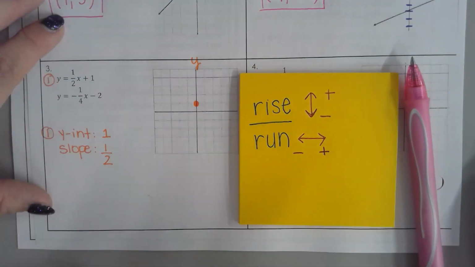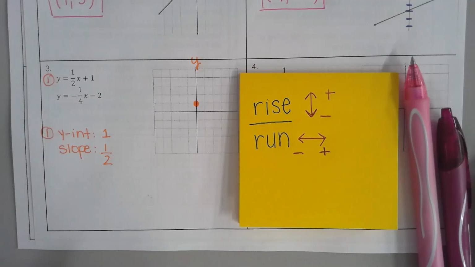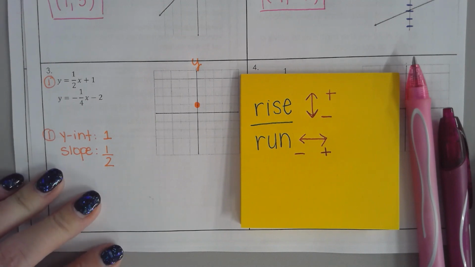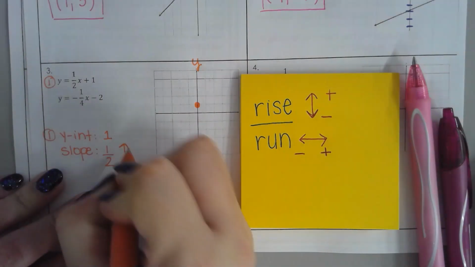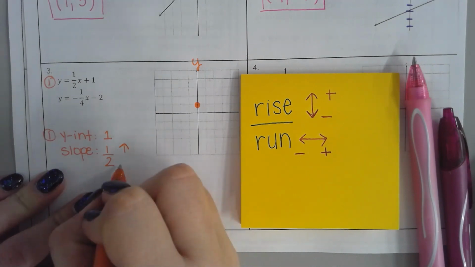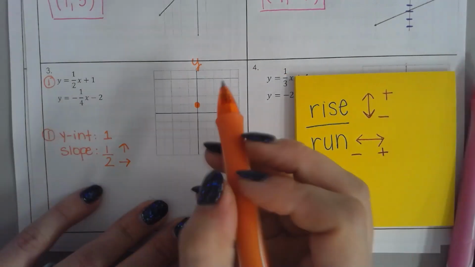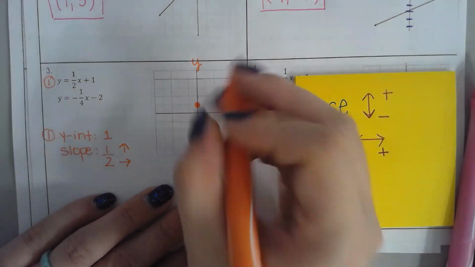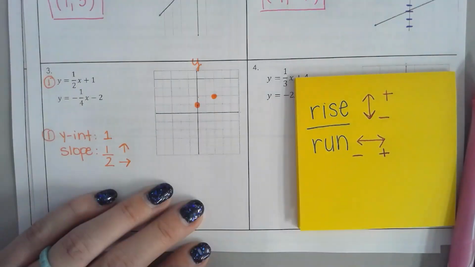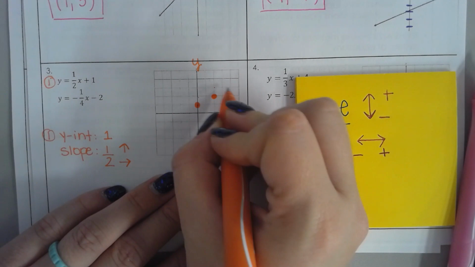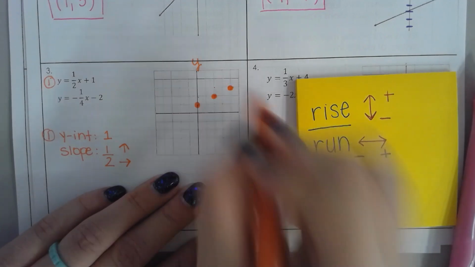So if my slope is 1/2, a positive 1 on top tells me I'm going to go what? Up. And then, don't just say over, right 2. So I'm going to go from this point and I'm going to count up 1, right 2. And do that as many times as it will fit on your graph. Up 1, right 2.